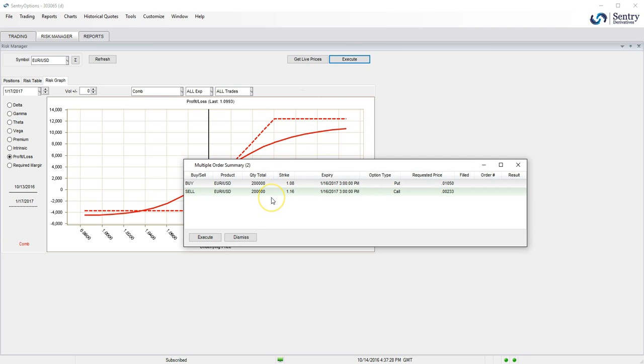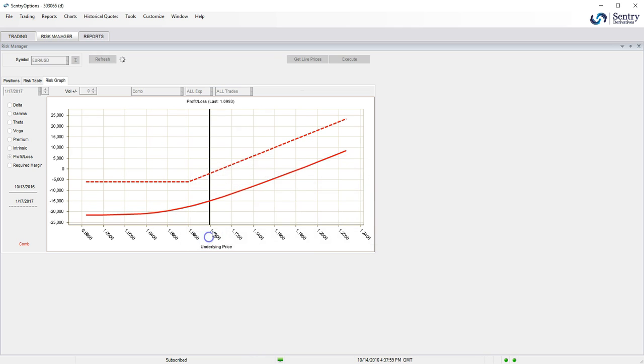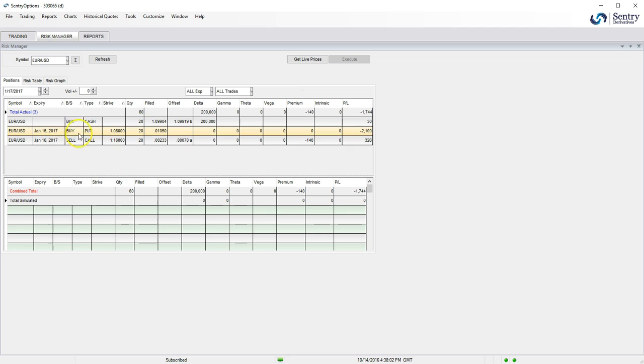I click execute. We get our multiple order summary window. It's streaming. The prices are streaming. And we said we want to buy puts struck at 108 on 200,000, and we're going to sell calls struck at 116 on 200,000. Like the trade? Click execute. Processing. Done. Now we go back, and you can see that these positions have moved from simulations to executed.